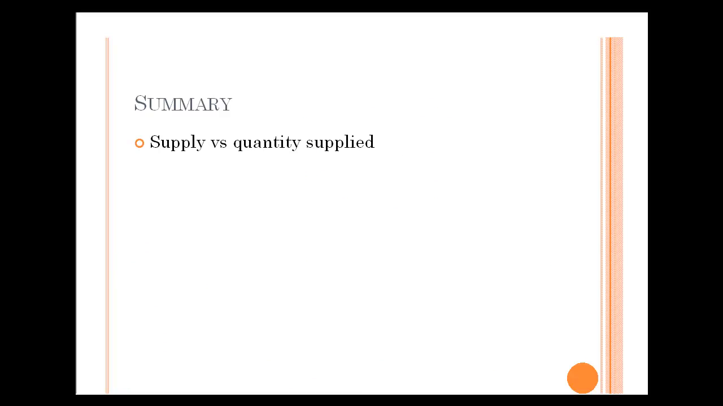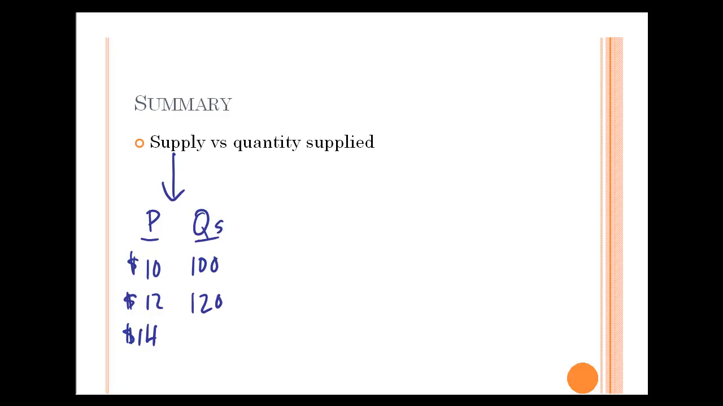Supply and quantity supplied. What does supply refer to? Well, different prices, $10, $12, $14, and different quantities supplied, 100, 120, 140. That whole thing is supply.